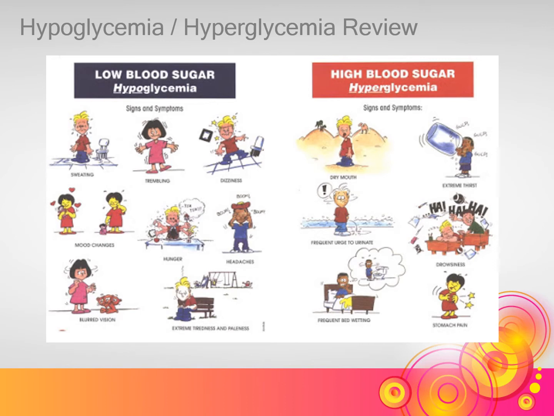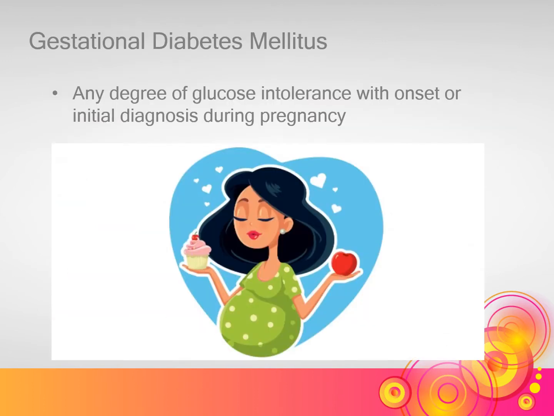Just as a reminder, since we are talking about diabetes, you need to make sure that you review your hypo and hyperglycemia symptoms. This is a little table that shows some of it to you. So what is gestational diabetes mellitus? It is any degree of glucose intolerance with the onset or initial diagnosis during pregnancy.